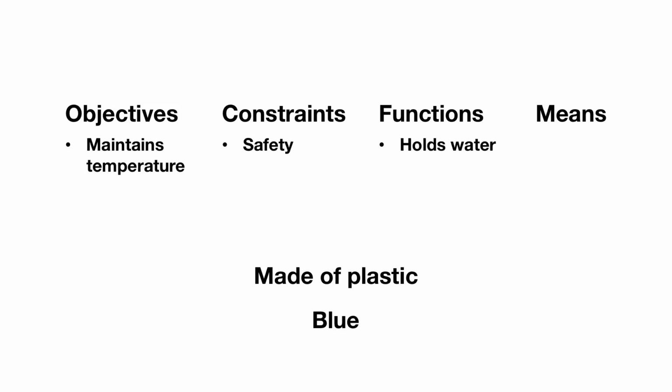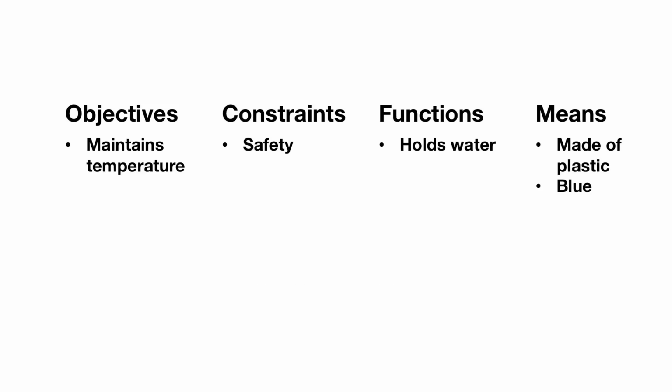I'm surprised that made of plastic and blue are on our list. These are options for achieving a particular function, and we could select just as many. They could be red, it could be yellow. Therefore, we're going to organize both of these as means.